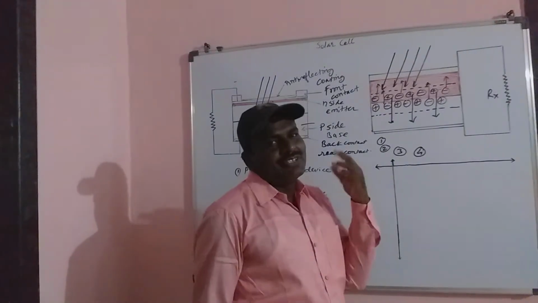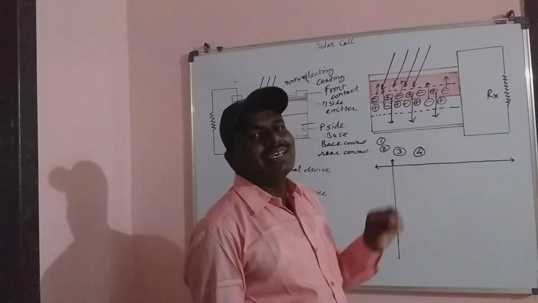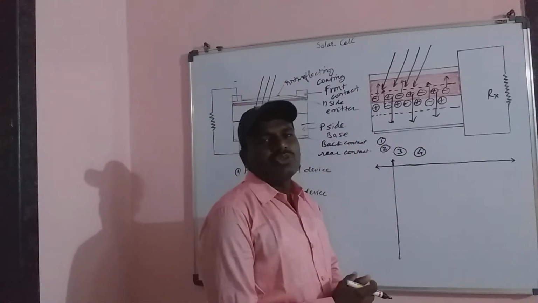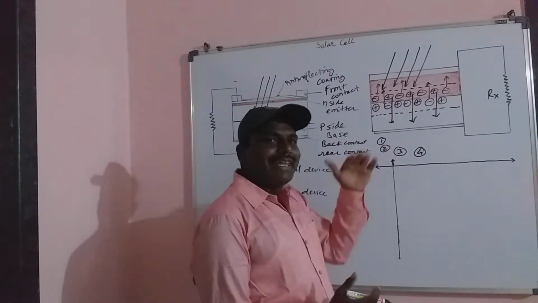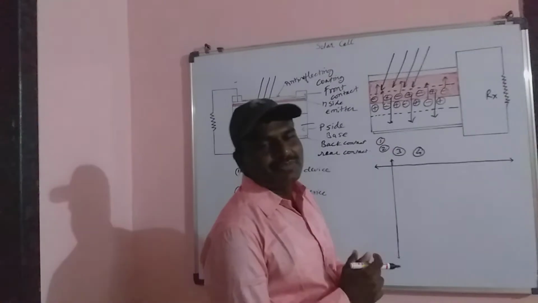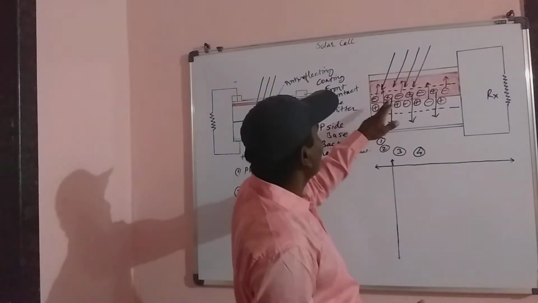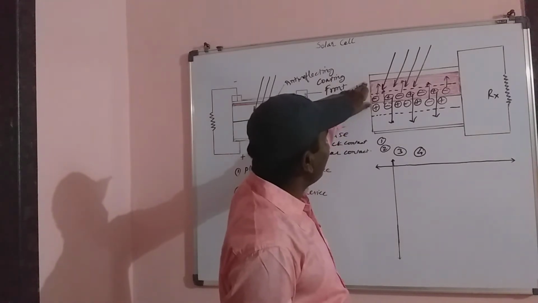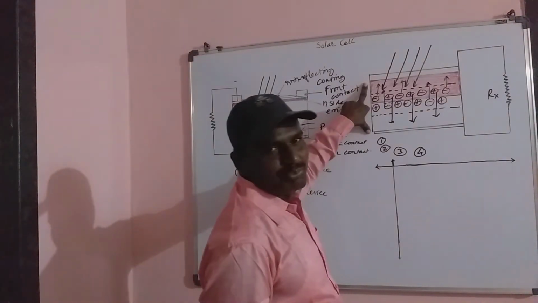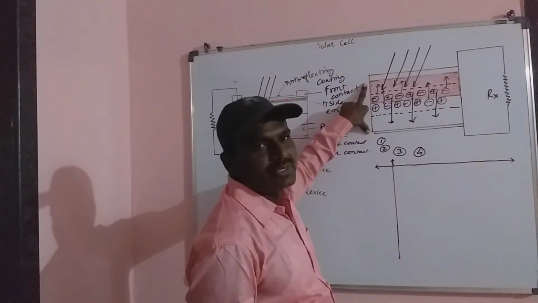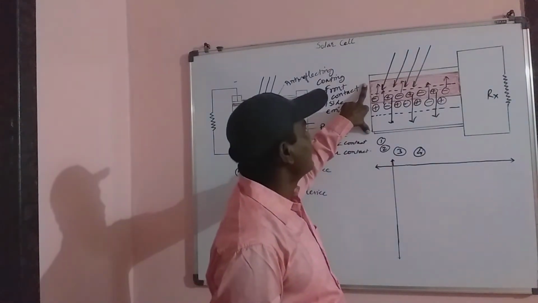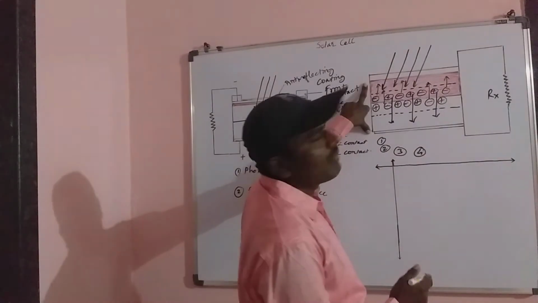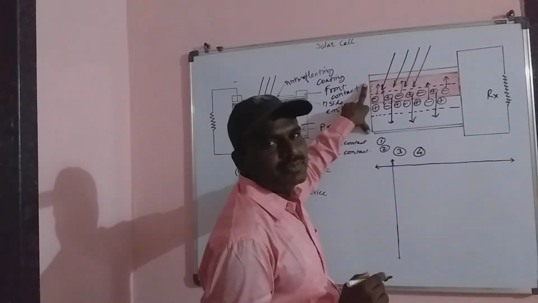When its energy is maximum, at that time an intrinsic electric field is produced in the solar cell and electrons and holes are separated. The electrons are collected on the N side and the holes are collected on the P side. In this way, we can say that power is produced through the cell.